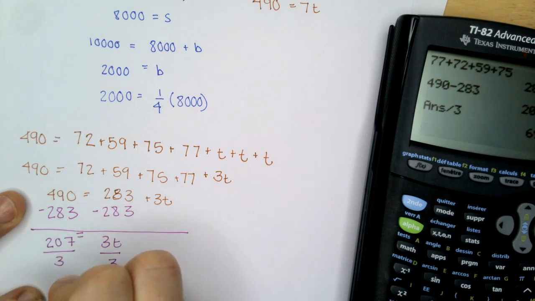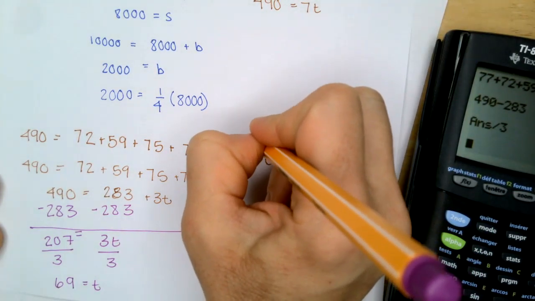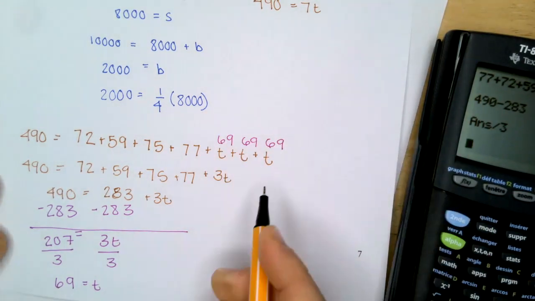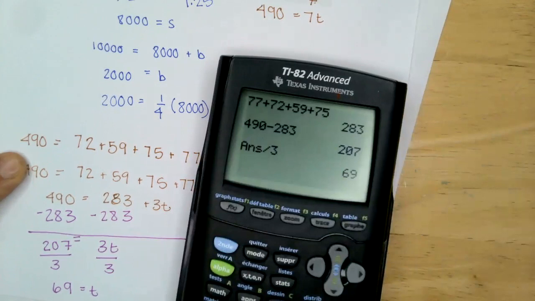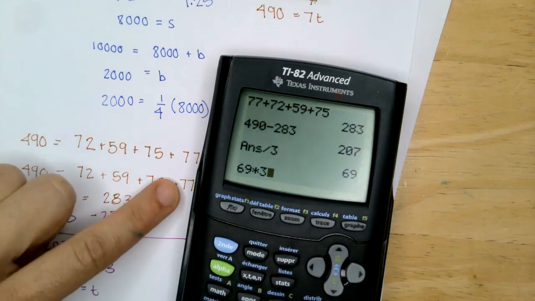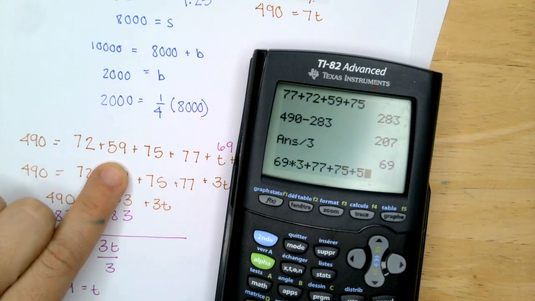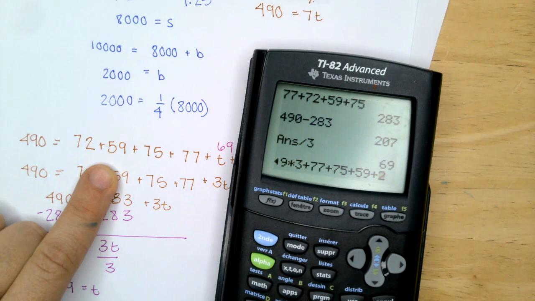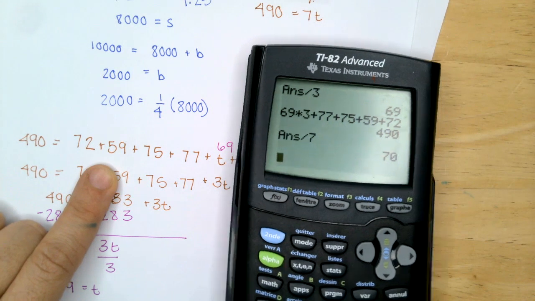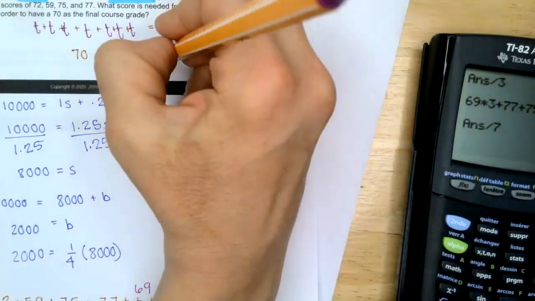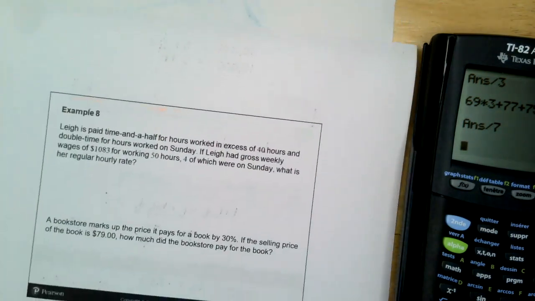She needs to get a 69 on all the rest of her tests. Not all the rest of her tests, on her one test that's worth 3 test grades. 69, 69, 69, 77, 75, 59, and 72 should equal 490. Divided by the 7 exams, we'll give her a 70% in the class. So she needs a 69%. Good? I know I'm kind of rushing.